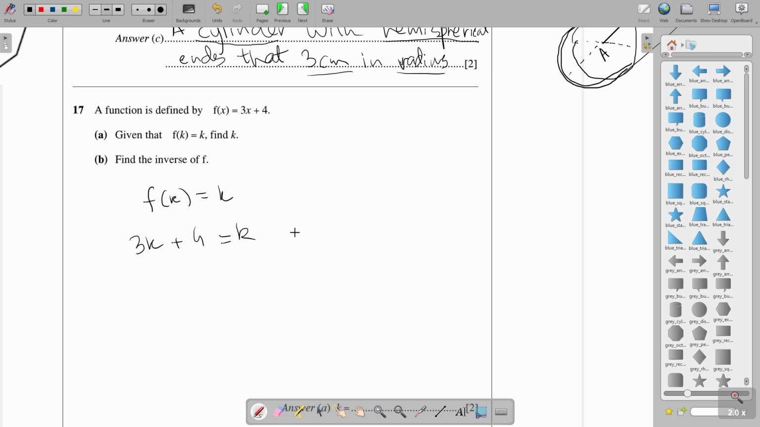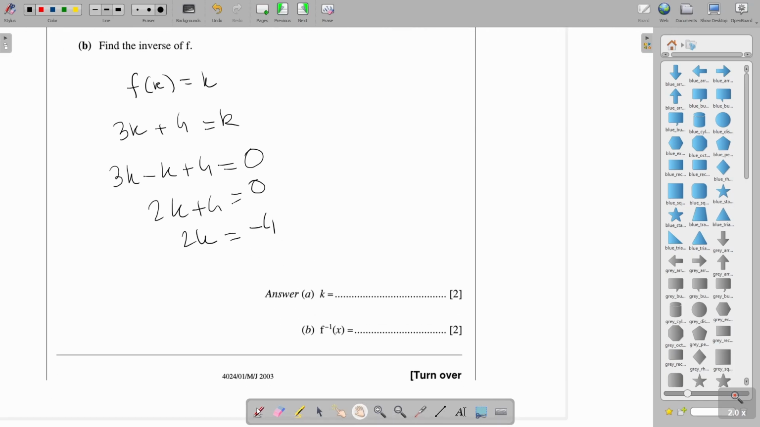So first what I'm going to do is subtract k from both sides. So this is going to be 3k minus k plus 4, and then subtracting k from k on that side is going to be 0. 3k minus k is 2k plus 4, equal to 0. Now subtracting 4 from both sides, 2k is equal to minus 4, and then k would just be minus 4 over 2, which is minus 2 over 1, but basically minus 2, so k is minus 2.